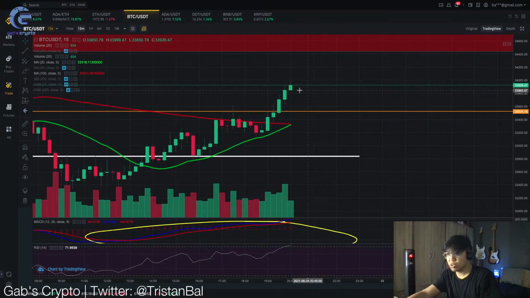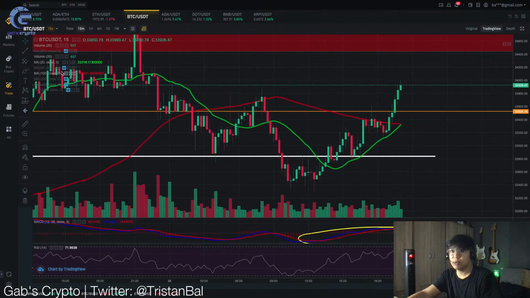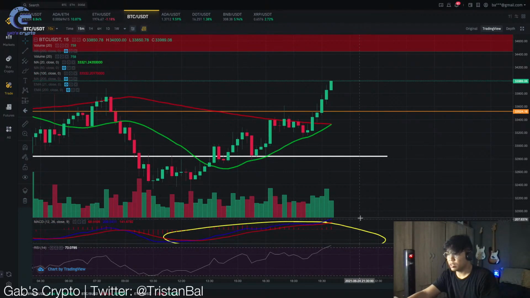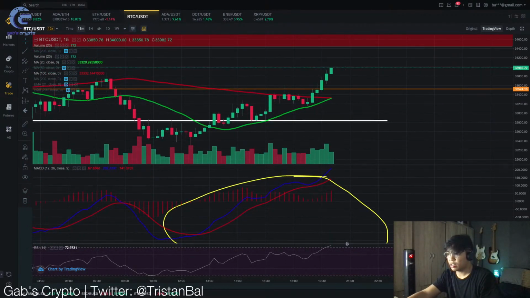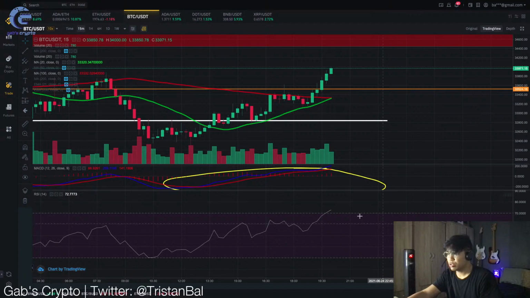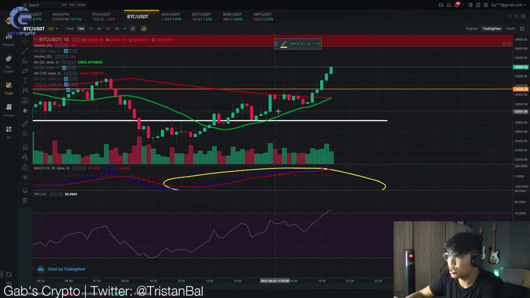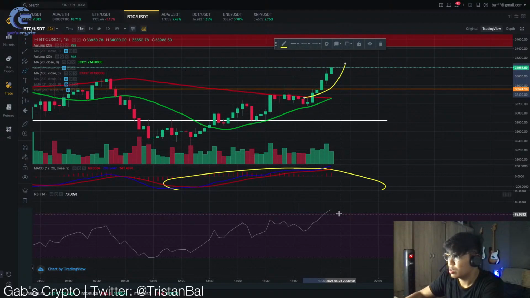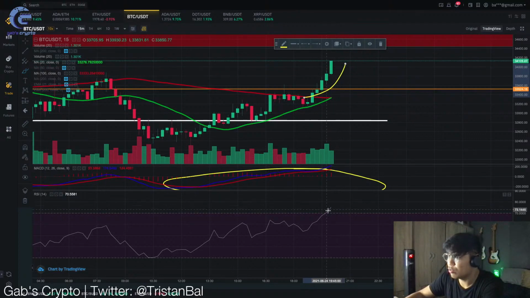Hanggang saan yung pump nito? Siguro, let's try to look at the technicals. Actually, baka ito na yung short-term pump kasi let's try to look at the RSI. Overbought na si 15 minute. So this would indicate na this is the best time to take profit na. Kung nag-enter ka dito ng long position for the 15-minute time frame, I think now is the best time to sell kasi overbought na.